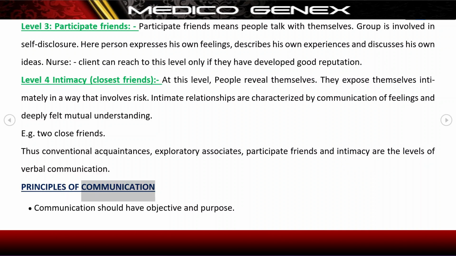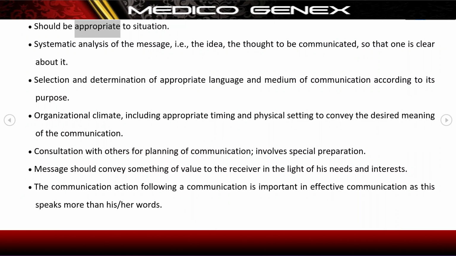Principles of communication. Communication should have objective and purpose. Should be appropriate to situation. Systematic analysis of the message, i.e., the idea, the thought to be communicated, so that one is clear about it. Selection and determination of appropriate language and medium of communication according to its purpose. Organizational climate, including appropriate timing and physical setting to convey the desired meaning of the communication. Consultation with others for planning of communication involves special preparation.